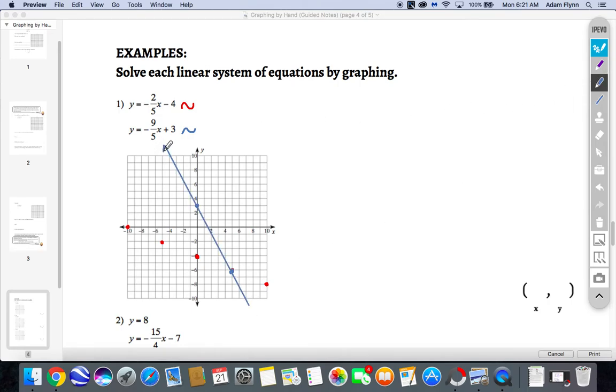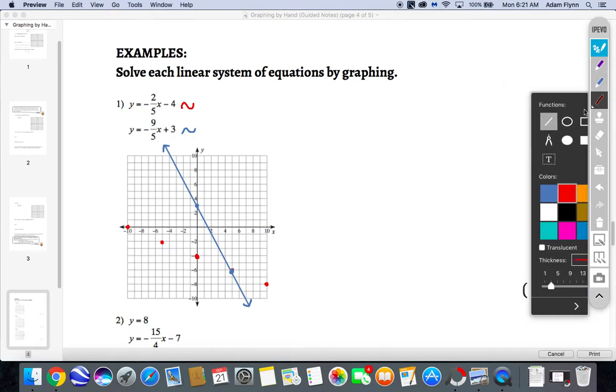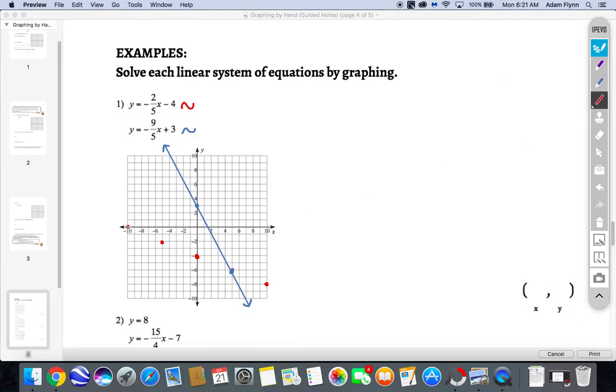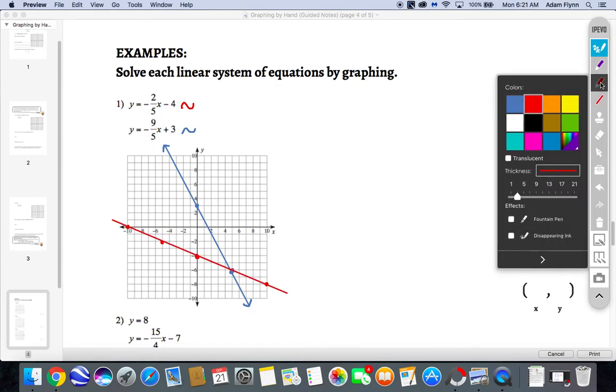Put some arrows on it to show that they are indeed lines. Now for my red line, attach some arrows to it as well.